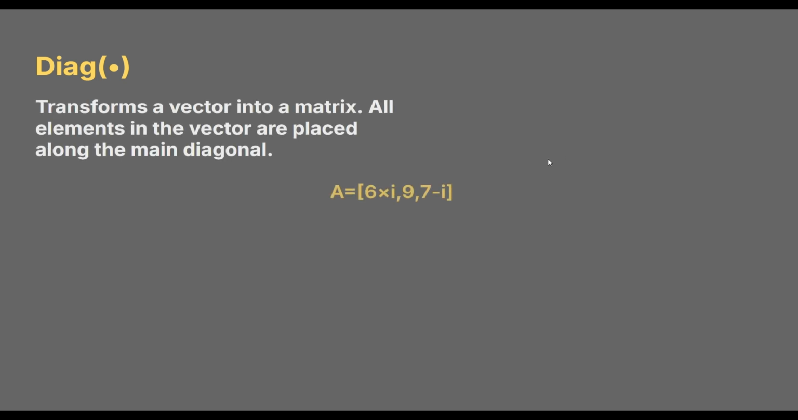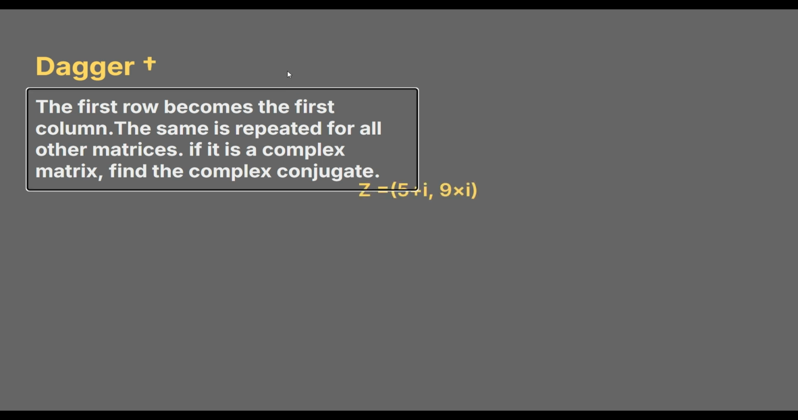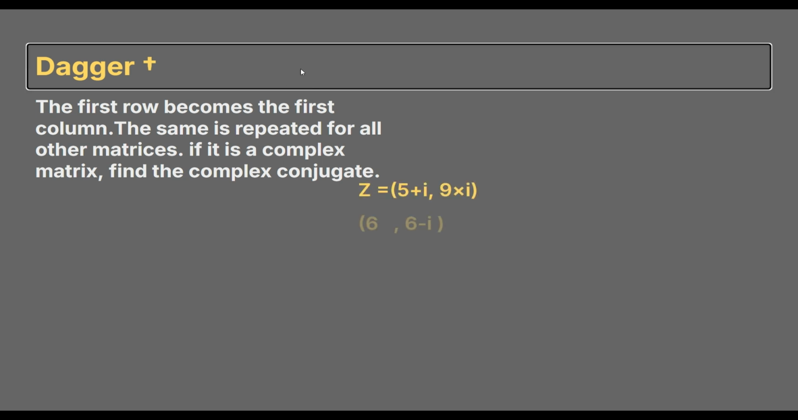Diag makes a vector into a matrix. All elements in the vector are placed along the main diagonal. Dagger makes the first row of the matrix become the first column. The same is repeated for all other rows. If it is a complex number, find the complex conjugate of each element.